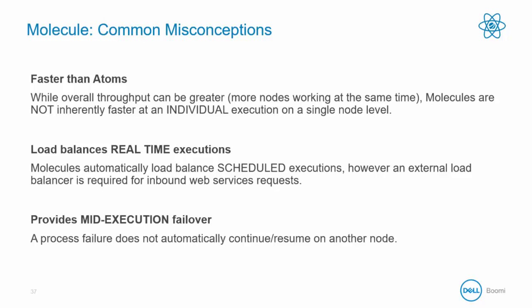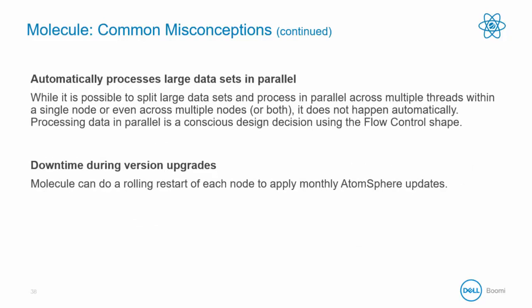Another misconception is that molecules provide mid-execution failover. You hear that these provide failover, so if a process dies, it's picked up on another node. No, that's not the kind of failover we're talking about here. A process failure does not automatically continue or resume on another node. If a process fails, unless the exception is handled, that process will stop and generate an error. Molecules provide load balancing in the sense that processes can continue to execute even if one or more of those nodes is not operational.